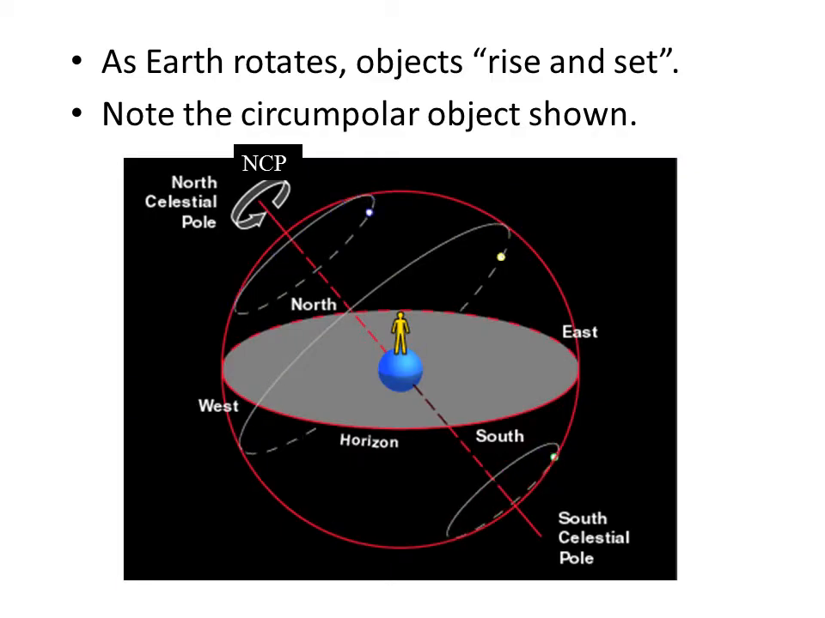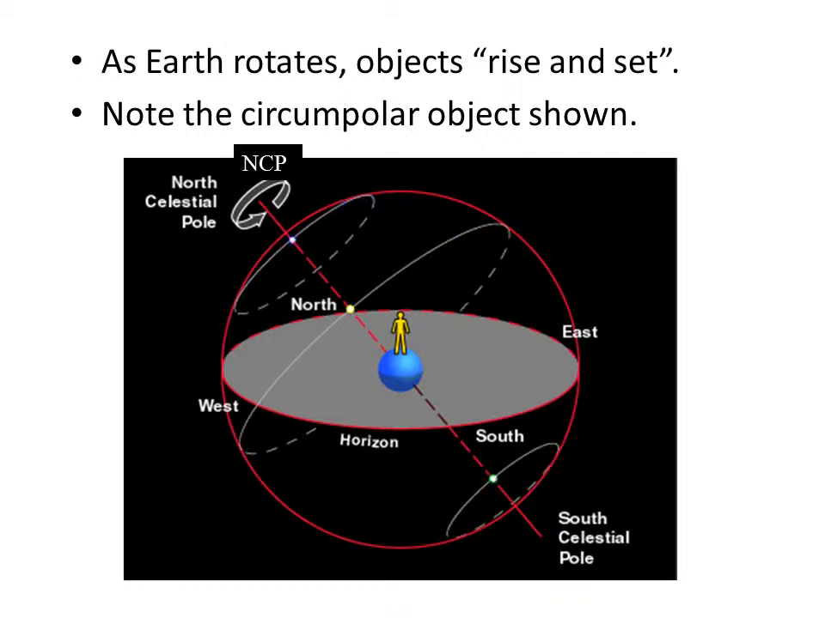So as Earth rotates, objects rise and set, and you can see on this animation it looks like the objects are going around the Earth, but you know that the rising and setting is due to the Earth rotating. Notice up in the north side there's a star that never sets. That's a circumpolar star, and there's one at the south, near the south celestial pole, and that one never rises. The gray area is the horizon of that observer, so he can't see anything below the horizon.